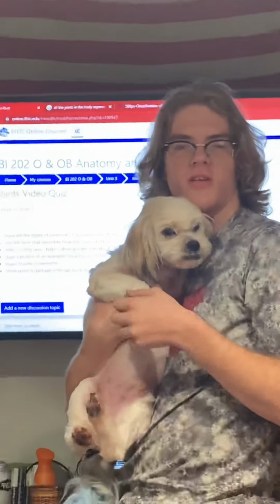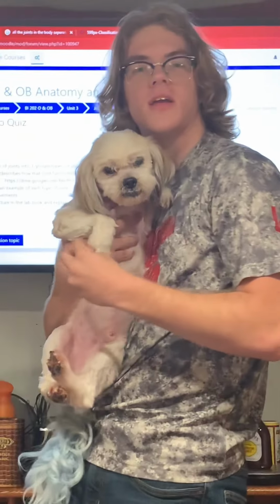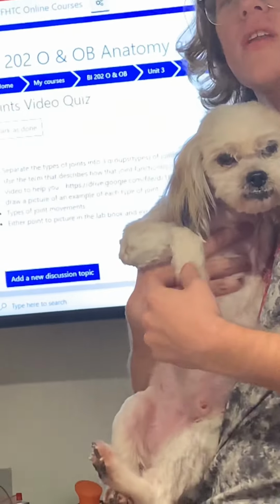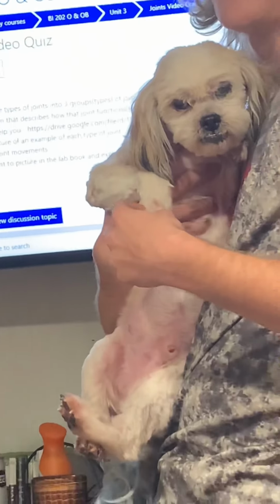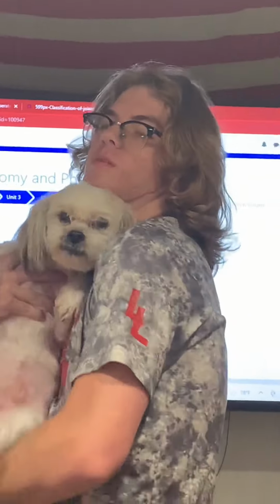So first thing we're gonna start off with is the typical hinge joint. Right here on his little paws, you can see I'm moving his little finger around. That is a hinge joint. Now Morty has arthritis because he's old. So it's not as smooth as it used to be, because guess what? There's not as much cartilage as there used to be.